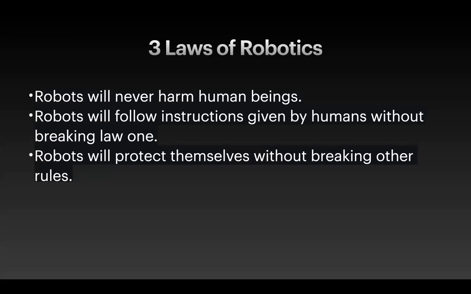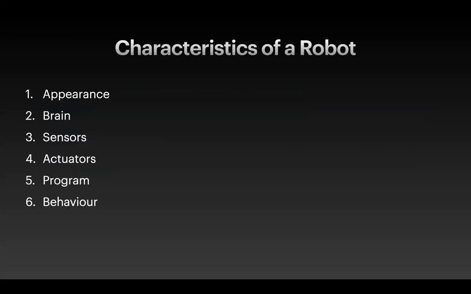So I think three laws of robotics are clear for you now. Right. So in the next slide, we have characteristics of a robot. So let's see what these characteristics are. There are actually 6 main characteristics of a robot.